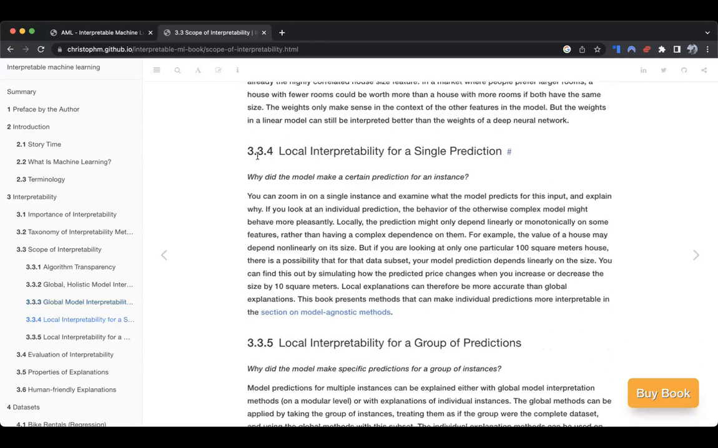Now we reach the fourth and fifth levels, and I believe these are more realistic levels that you should have for every single company. Even at a production level, you should have these two final levels ready for everybody who asks, right? The first one is local interpretability for a single prediction: why did the model make a certain prediction for a specific instance?